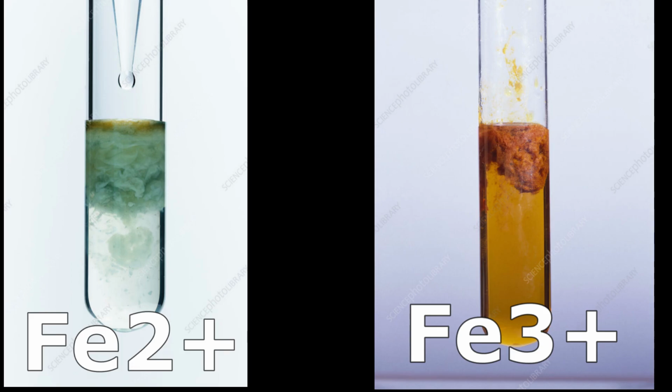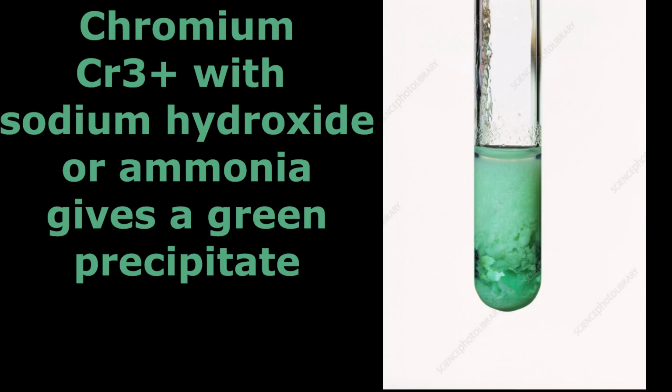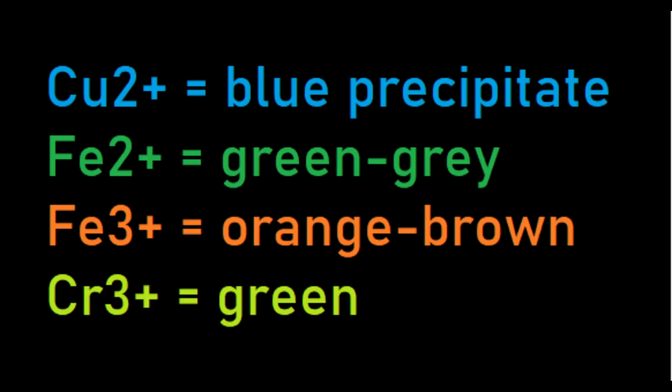And the last transition metal that you need to remember is chromium. Now chromium is not one that you'll have encountered very often, but it's Cr3 plus. And again, if you add sodium hydroxide or ammonia, you get this green colored precipitate. It is a slightly different green to the iron. You can definitely tell the difference by looking at them. So that's the transition metals. Again, you do just have to remember these, so I would recommend breaking them down and remembering them by group. That's the transition metal ions.